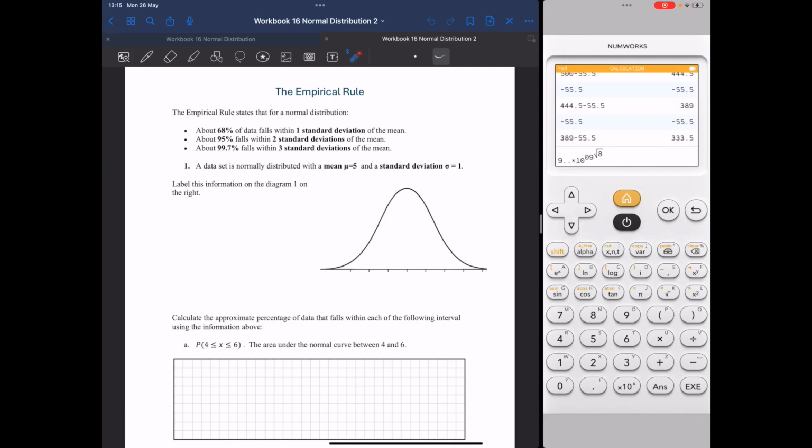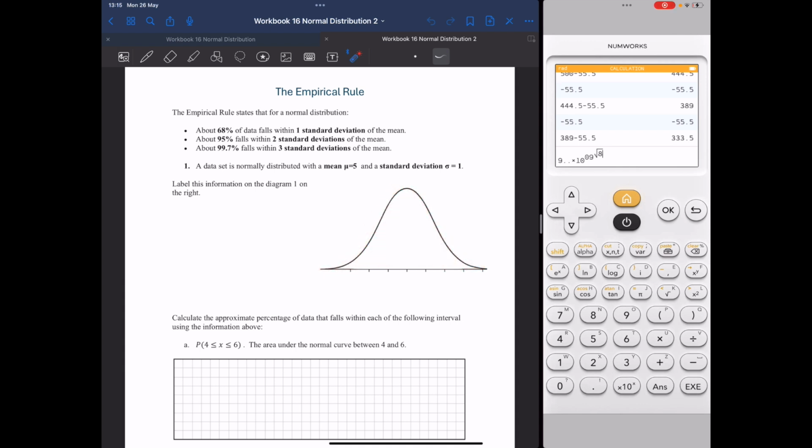Okay, welcome to the empirical rule. This is from a workbook, and you'll see it's the first question we're looking at, question 1. Now, the empirical rule, just to break it down, we're going to talk about the percentage underneath this bell curve, which is the area underneath it.